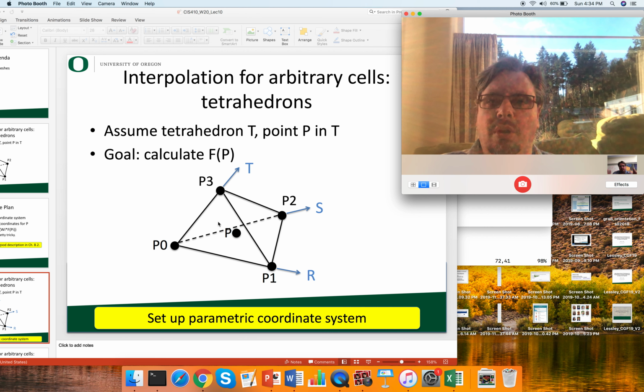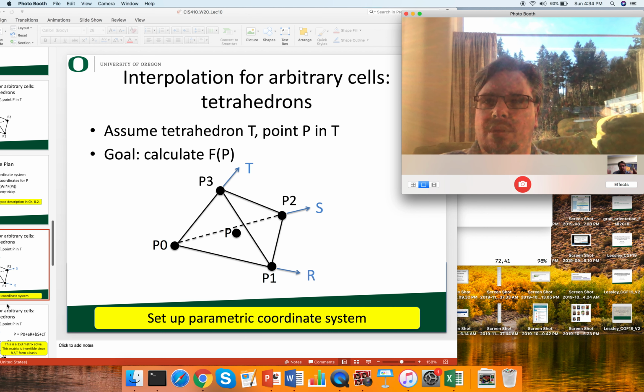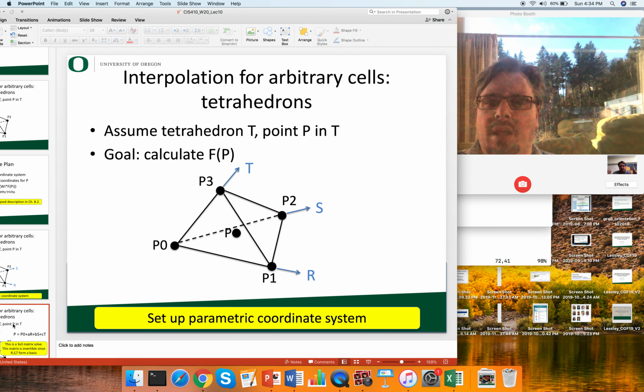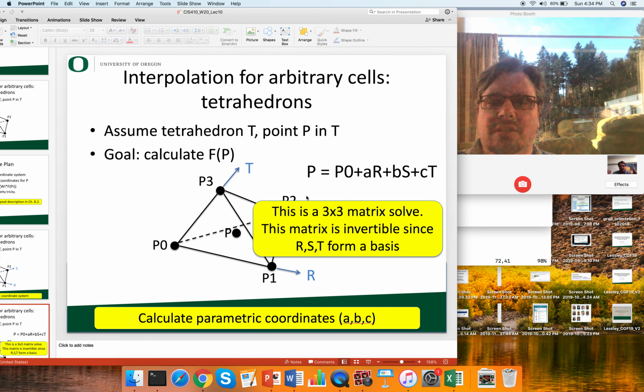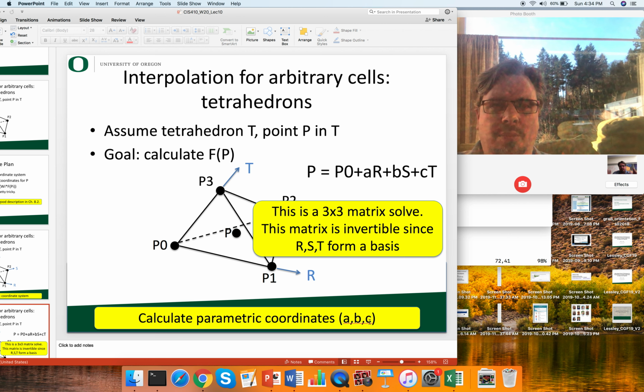And so this is a new coordinate system that's specific to this tetrahedron. And so then the next step is that we want to figure out how many steps we need to take along R, S, and T. We'll call the steps in R as A, we want to take B steps in S, and then C steps in T.